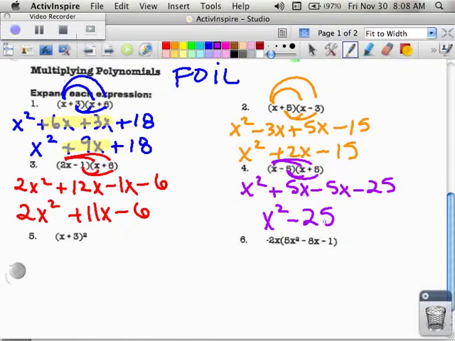The middle terms always drop out. The first thing is squared, the last thing is squared. So x is being squared, there it is. 5 is being squared, there it is, and there's always a minus sign in between. Always happens. So that's kind of nice.